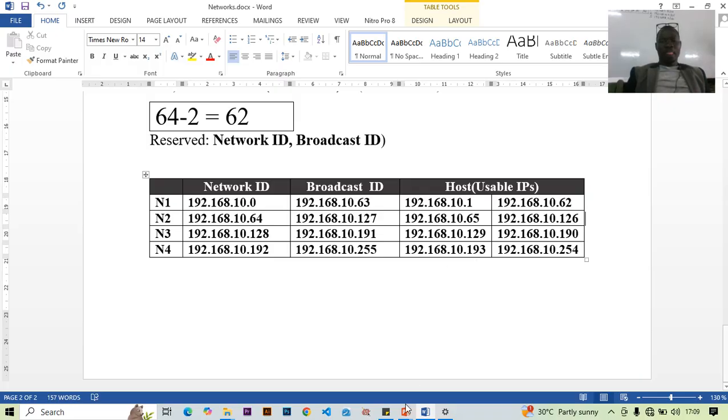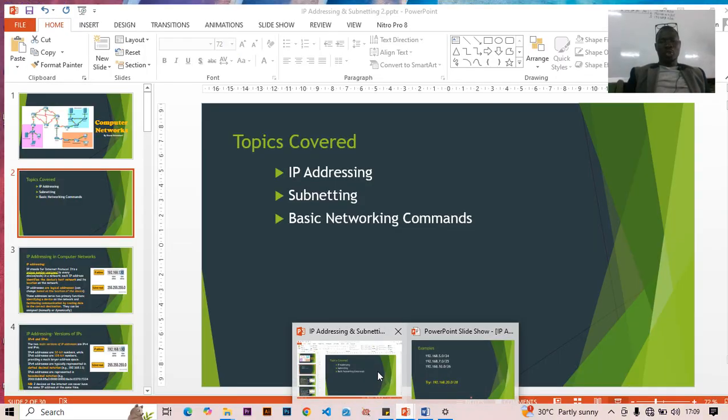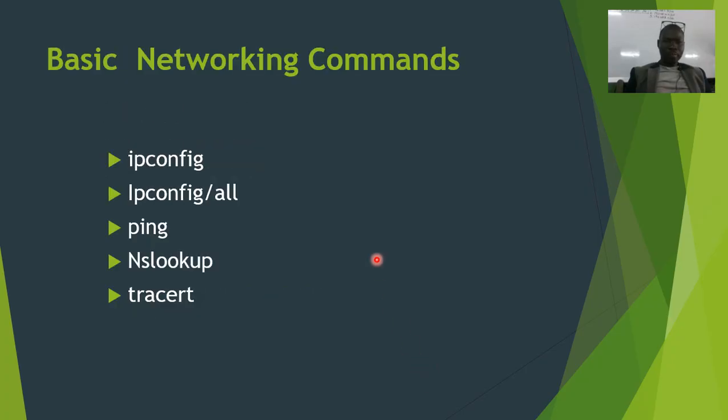So finally, let's also handle some basic networking commands that we use in networking. We have what we call ipconfig, ipconfig all, ping, nslookup, and also tracert, plus others. You'll find them out in your own time.